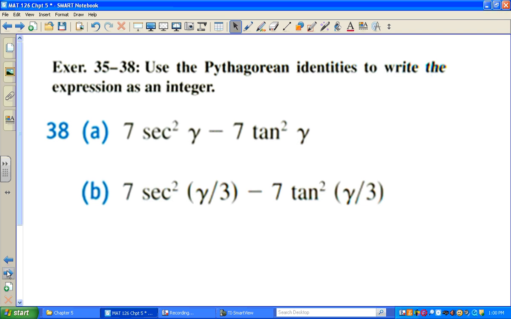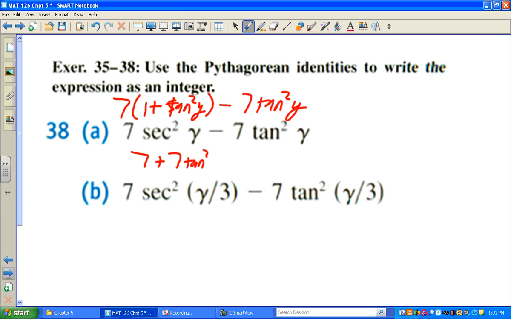What's the identity for secant squared? It's on your note card. Where it is 1 plus... 1 plus what? Tangent squared. Minus 7 tangent squared. So, I can distribute the 7. 7 plus 7 tangent squared, minus 7 tangent squared. No, 7. It's right in front of you. You still missed it. 7. Wait a second. I know! Identities are the best.